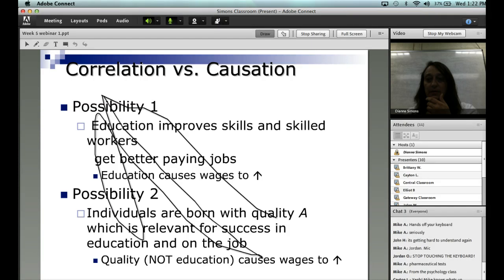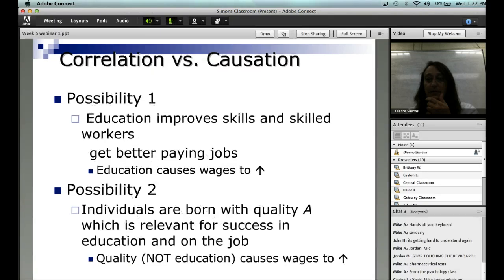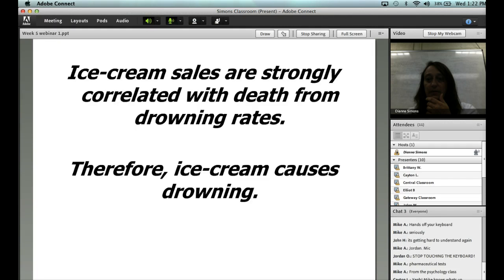Individuals are born with a quality which is relevant for success in education and on the job. Quality, not education, causes wages to go up. And that's kind of true, right? Because the more you know, I guess.